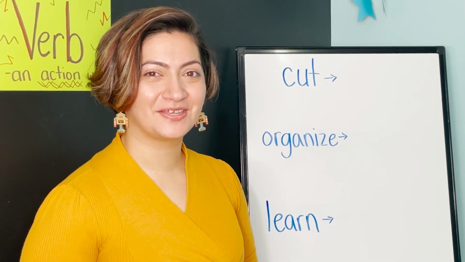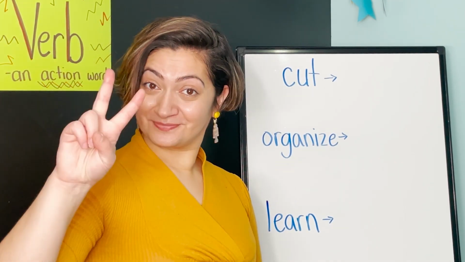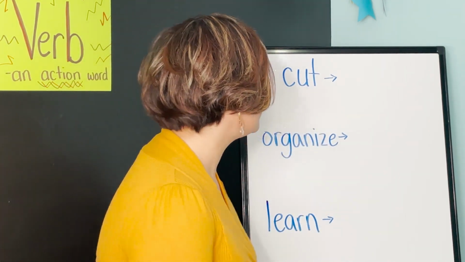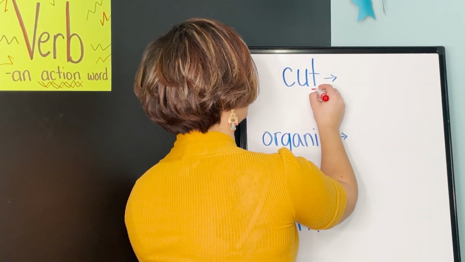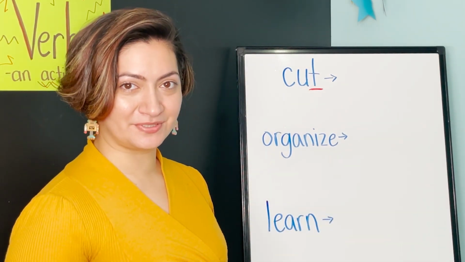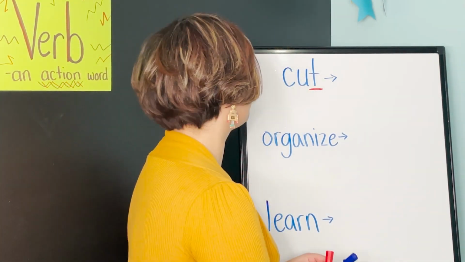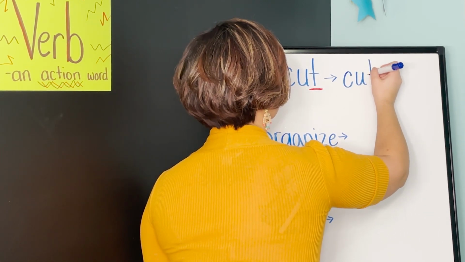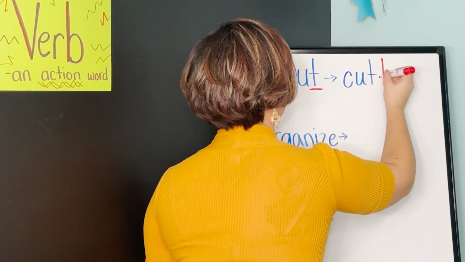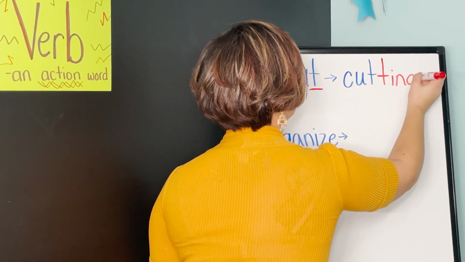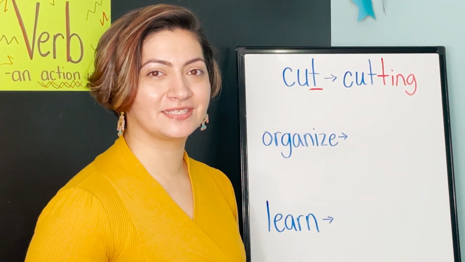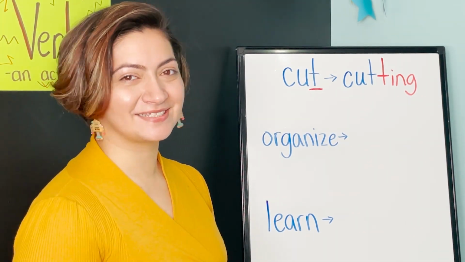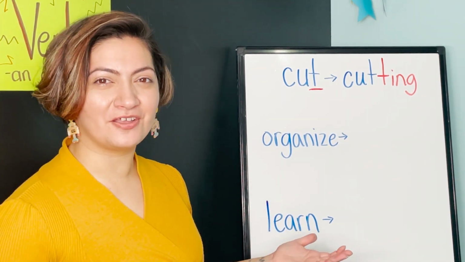All right, scholars, which rule did you choose? Doubling. Yes, this is a CVC pattern, which means the ending letter is a consonant that needs to be doubled before we can add ing. So when you spelled it, hopefully it looks like this. Cut, and then double that T, then add ing. Cutting. She is cutting out shapes on her paper. Nice.